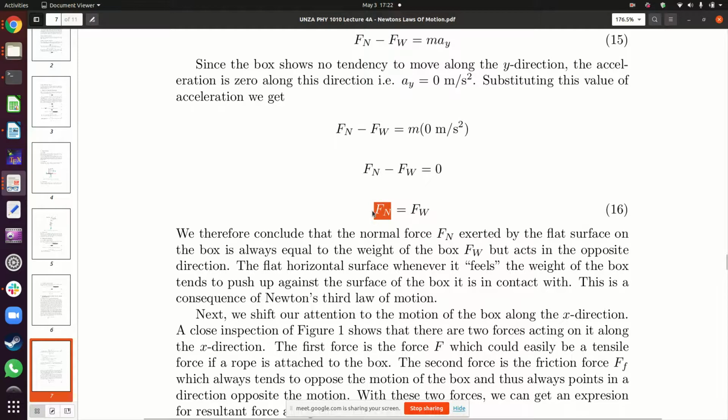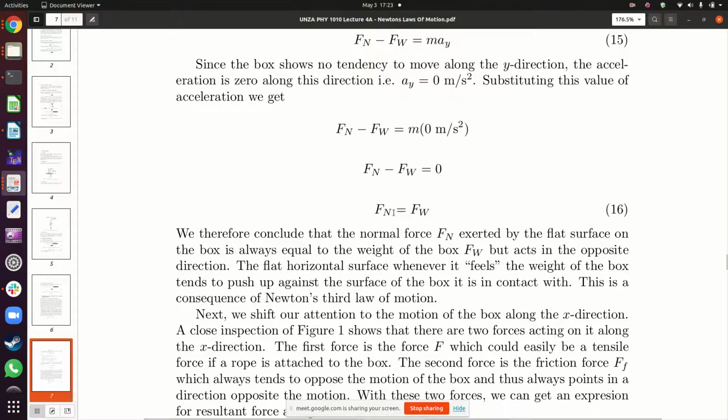So what you learn here is that as long as there is no acceleration along the y, the reaction, which is the normal force of the surface with which the surface is going to push against the mass, is going to be equal to the weight. So your desk or your floor is going to generate a reaction force, which is equal to the weight exerted on it.